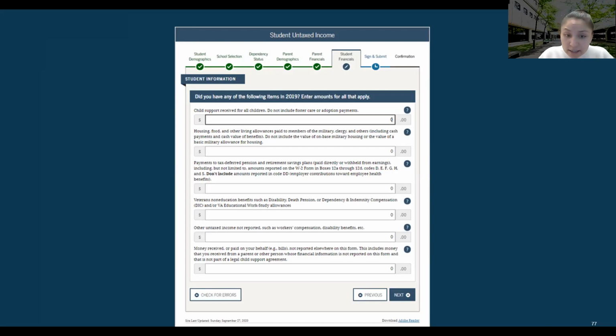Other untaxed income not reported, such as workers' compensation, disability, you want to include that here for the whole year of 2019. So keep that in mind. Any money that you have received on your behalf to pay for bills, not reported anywhere else on this form, you want to make sure to include here. So if you received money from your aunt or uncle or someone to help you pay your own bills, you want to include the total amount here on the last portion.